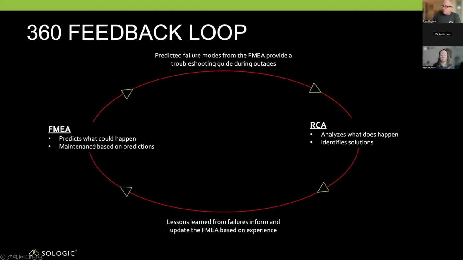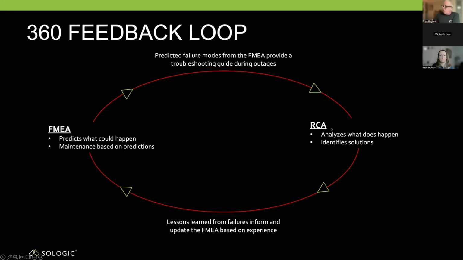Okay. So what we're doing is we're getting on the front end of it so we can figure out what might happen and how we can maintain and operate it in a way that helps us achieve its goals, so that it's always available when we need it. We're going to predict failure modes, and we're going to take action on those. And then we're going to run the thing. Well, hopefully nothing bad happens, but sometimes things do.